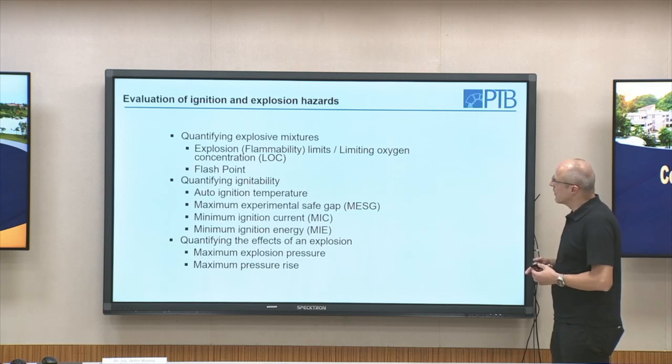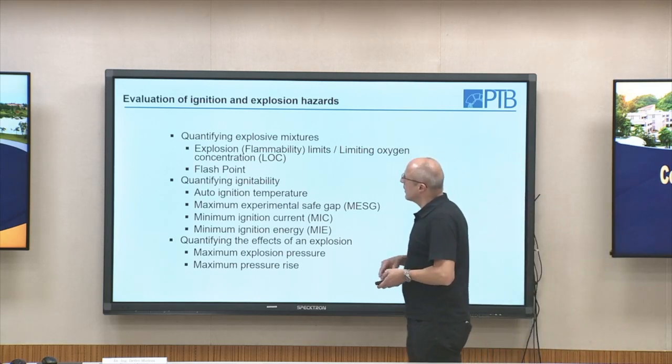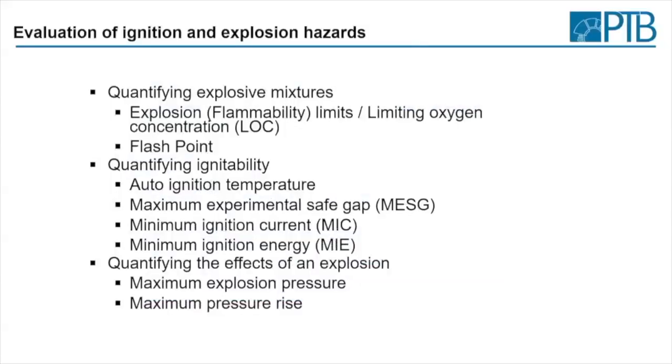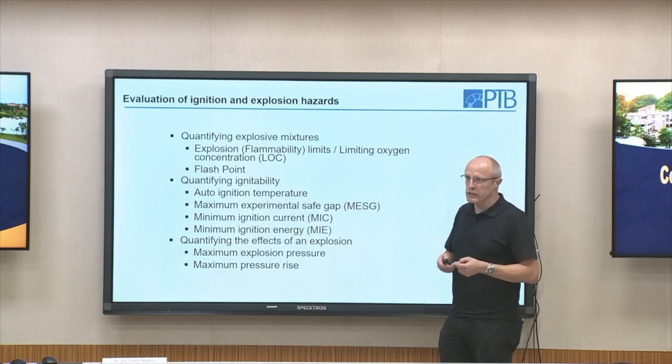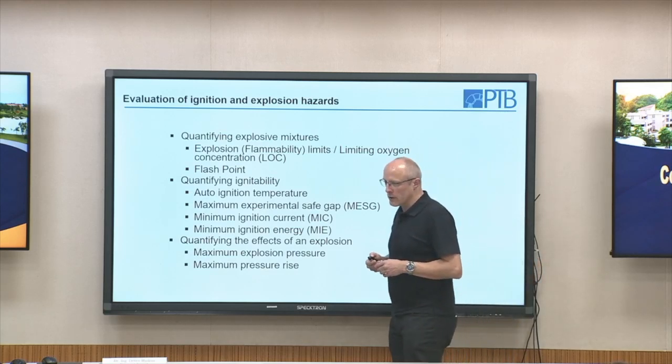And we have a long list here. So quantifying explosive mixtures, we talk about explosion or flammability limits. We have the so-called flash point. We can quantify the ignitability: auto ignition temperature, maximum experimental safe gap, minimum ignition energy, and minimum ignition current. These are typical quantities here. And we have quantities to quantify the effects of an explosion: maximum explosion pressure, maximum explosion pressure rise.